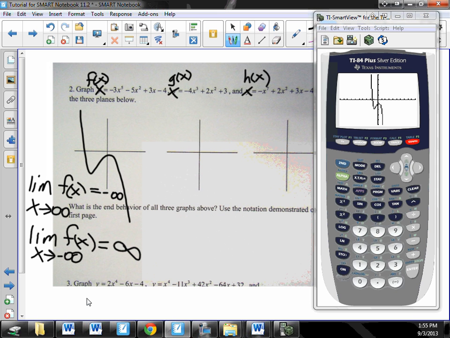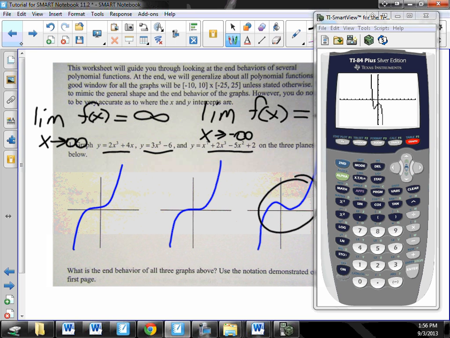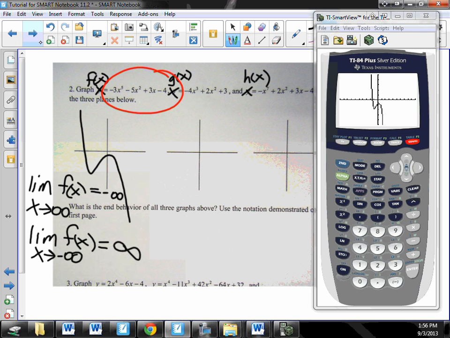So here I have an x to the fifth. If I look back on the page before, this one is also an x to the fifth. What changed? The first term. So notice on this graph, my x to the fifth term, the biggest one, is positive. On the next page, my biggest x is negative. And that's going to change the end behavior.